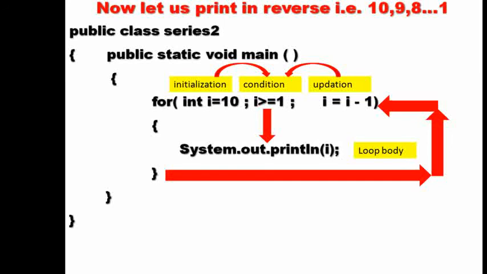Initially, when it is 10, 10 is getting printed. Then minus 1, 9, and 9 is getting printed. So in this case, if I ask you, what is the final value of i? The final value of i is 0.